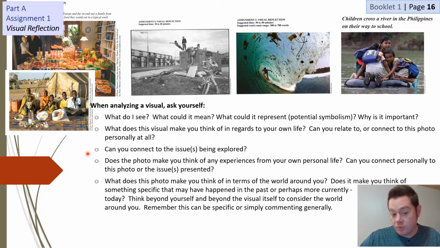If so, that's something that you probably write on. Does the photo make you think of any experiences from your own personal life? Can you connect personally to this photo or to the issue presented? Is there something that has happened to you that was significant that can be an area that you could explore in this response? And what does this photo make you think of in terms of the world around you? Does it make you think of something specific that may have happened in the past or perhaps more currently, today? Think beyond yourself and beyond the visual itself to consider the world around you. Remember, this can be specific or simply commenting generally or philosophically.